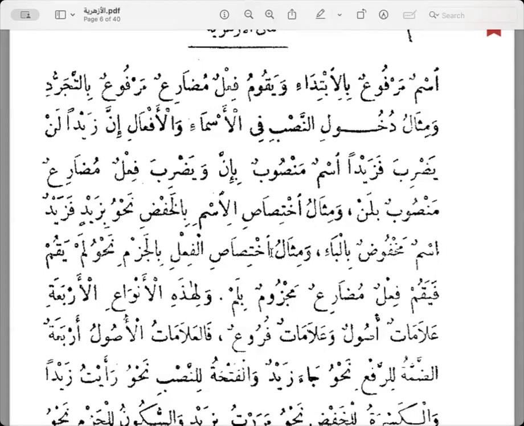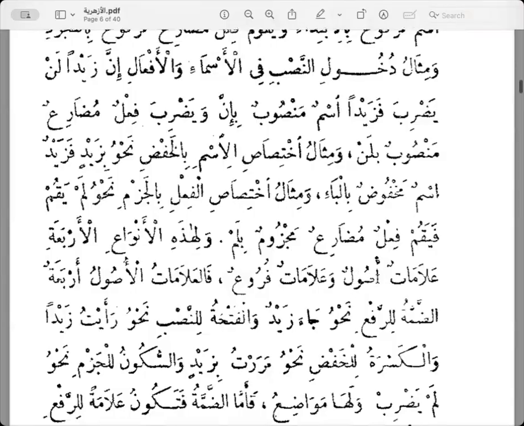Sorry, not the signs. We're talking about the different types of i'rab. So we have these four different types of i'rab, and jazm is unique to the verb. He says, ومثال اختصاص الفعل بالجزم نحو لم يقم، فيقم فعل مضارع مجزوم بلم. وهذه الأنواع الأربعة لها علامات أصول. Right, these are أساسية, normal, primary, the default signs, وعلامات فروع. These are فروع.